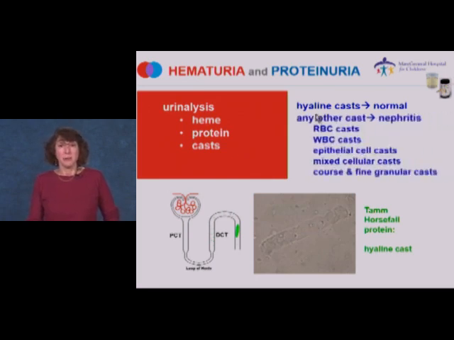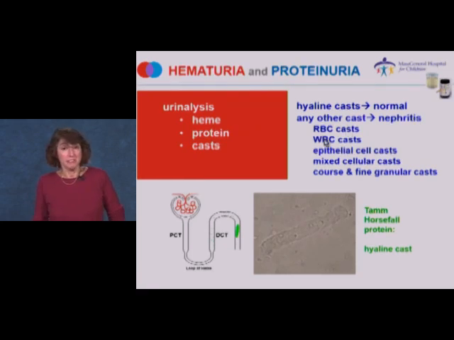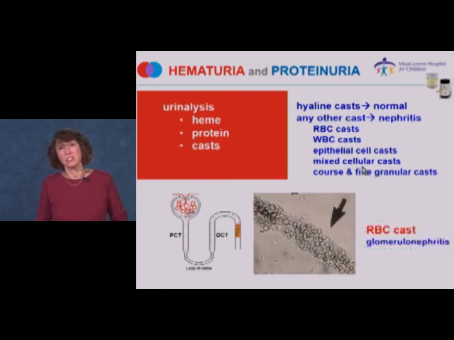However, if you have any other cast in your urine other than hyaline, there is a concern for nephritis of some kind or another. Red blood cell casts are glomerulonephritis. White blood cell casts might be GN or interstitial nephritis. Epithelial casts, mixed cell casts, coarse and fine granular, and so on.